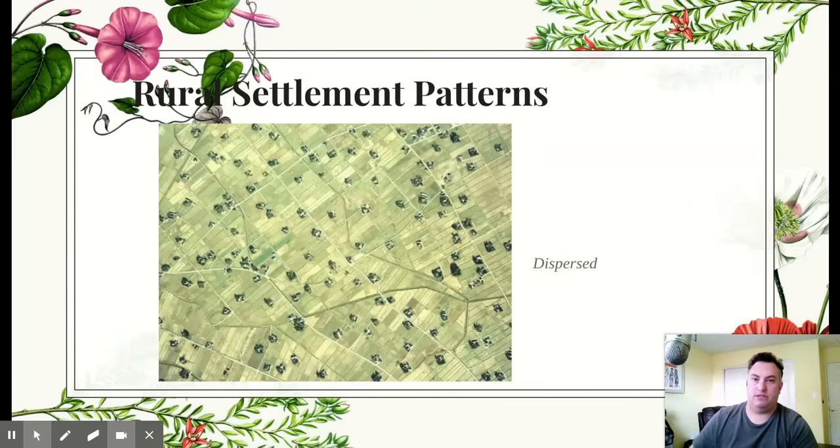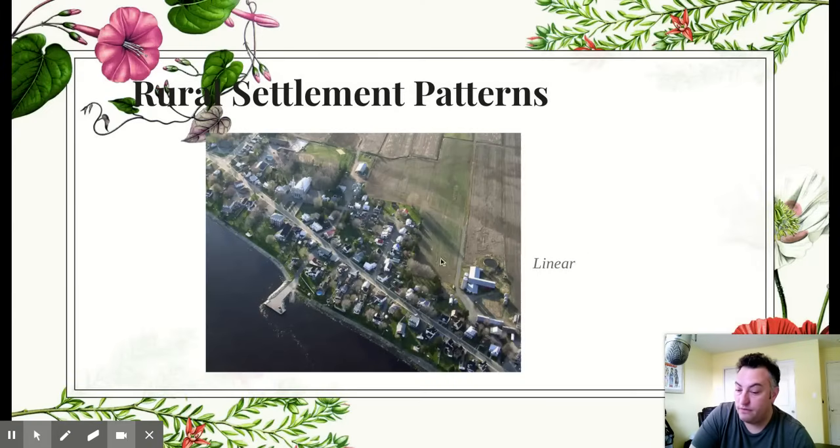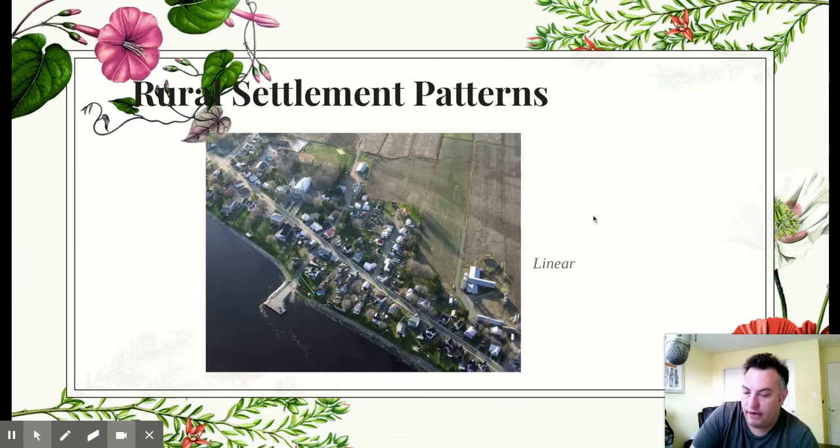Next type is a dispersed rural settlement pattern. In this pattern, the farmers are just kind of dispersed. There's not really a pattern. They probably live closest to their fields, but they're not all clustered together or along a road or a river. That's different than linear rural settlements, which are typically along a road or a river. I like this photo because you can see that these homes are along both of those, and then you can see their fields are over here.